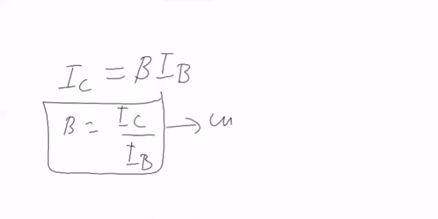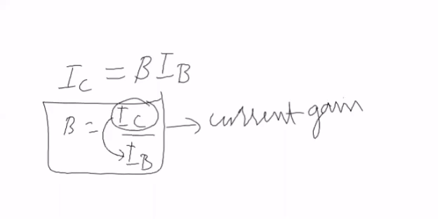This is the current gain. So beta is equal to IC over IB, meaning the change in IC current when the IB current changes. IB changes bring a change in IC current. So this is known as the current gain of a transistor.